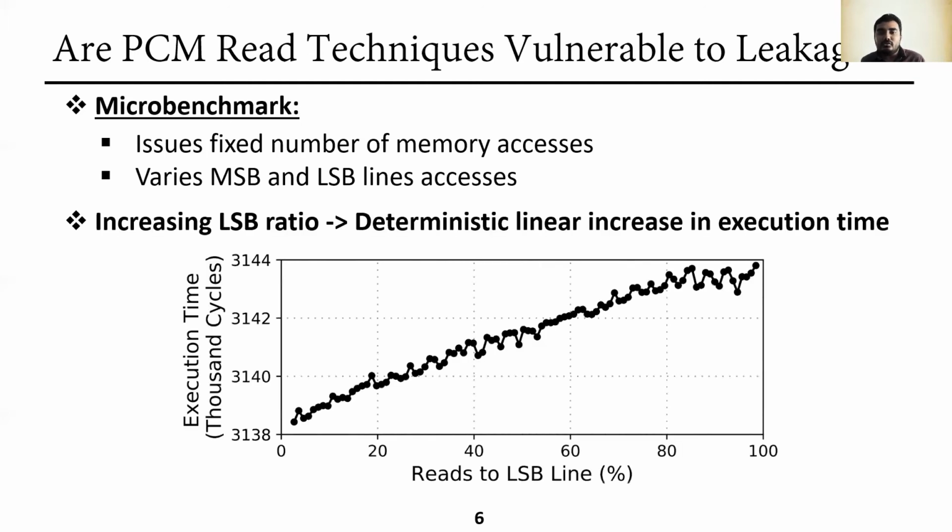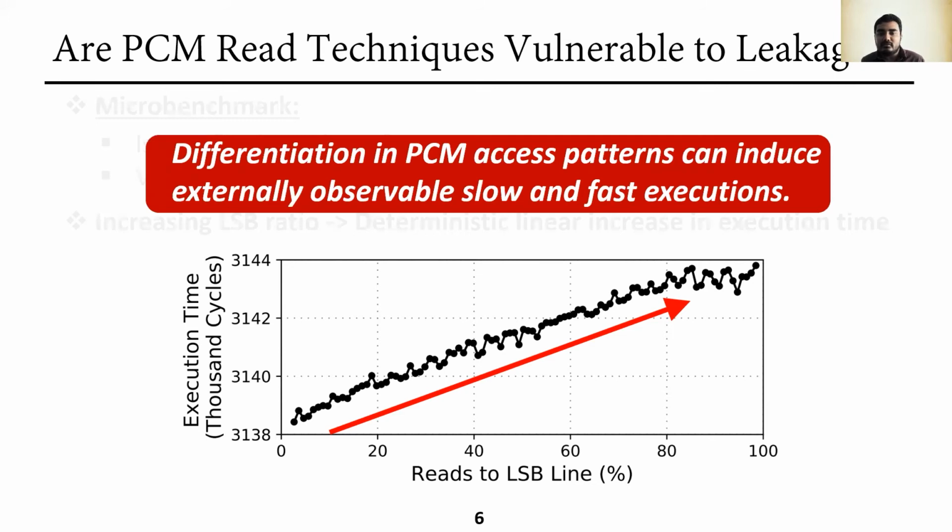In this figure, we show that by changing the LSB ratio, we can observe an almost deterministic linear increase in application execution time. Our key observation from this experiment is that differentiation in PCM access pattern can induce externally observable slow and fast executions, which can potentially lead to side channel exploitation if the access pattern is dependent on program secret.